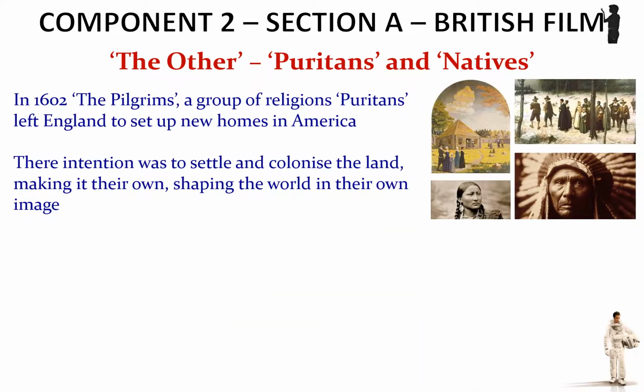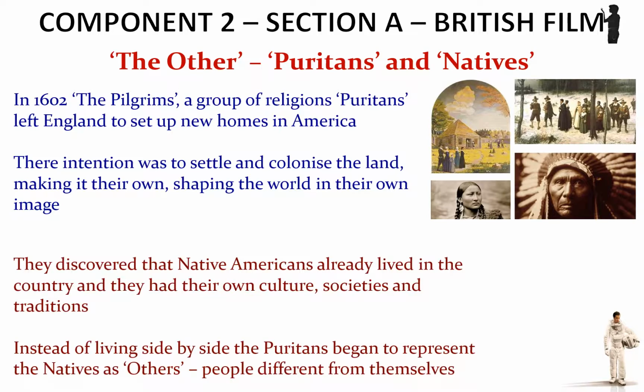Okay, so further examples in a bit more detail. If we look at the Puritans and the natives, in 1602, the Pilgrims, a group of religious Puritans, left England to set up new homes in America. Their intention was to settle and colonize the land, making it their own and shaping the world in their own image. Now, the Puritans followed a very strict Christian religious ideology.